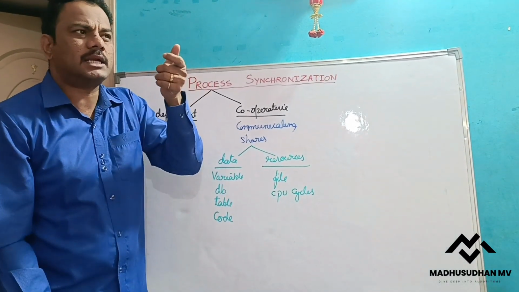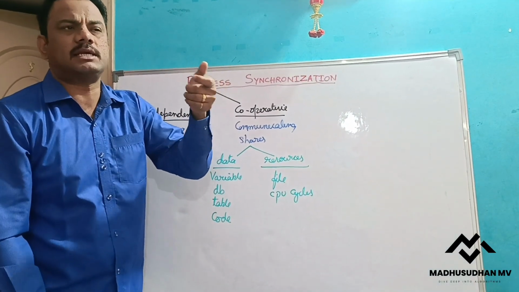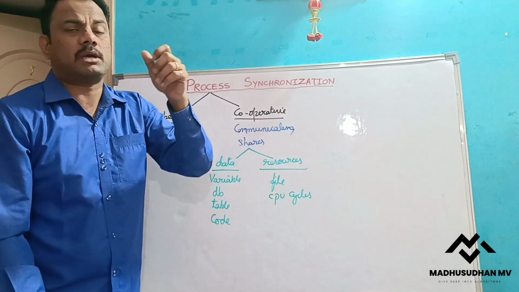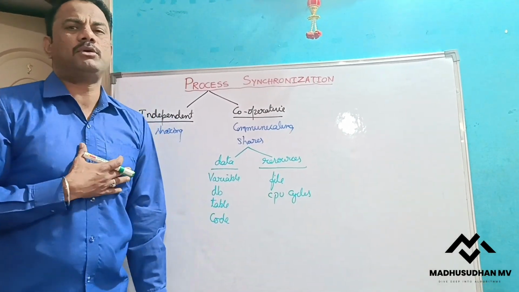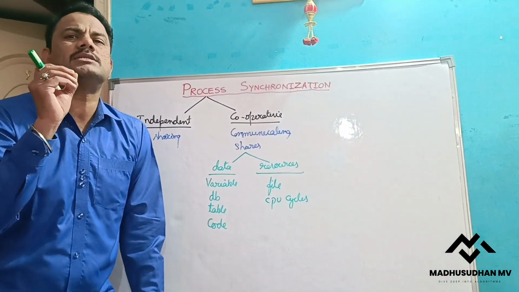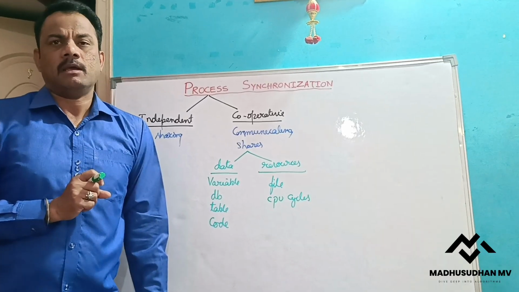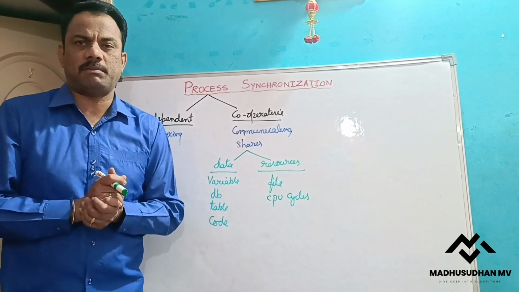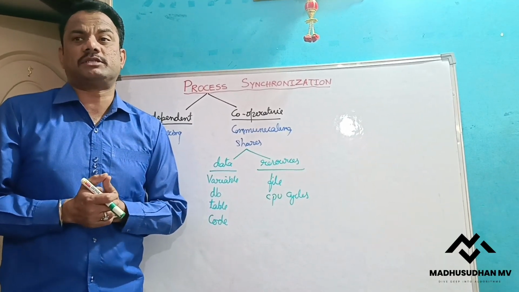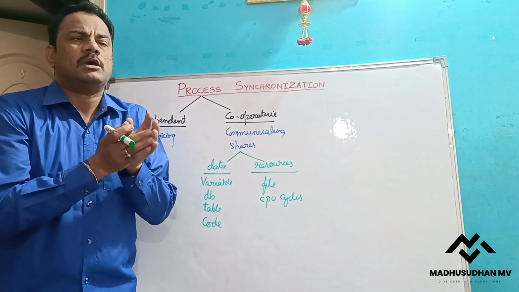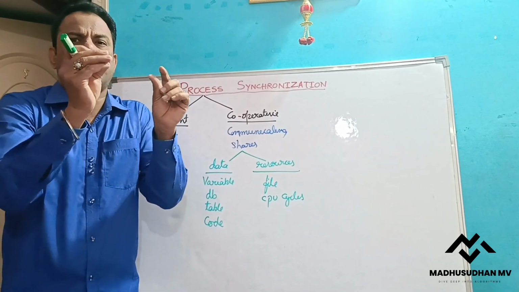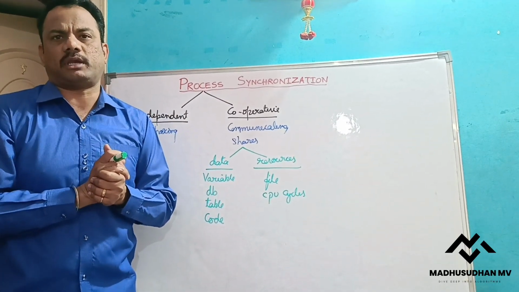That means it will allocate 10 microseconds or 10 milliseconds, something like that, to each and every process. Because we know that our CPU can execute millions of instructions per second. Millions of instructions per second means 10 lakhs of instructions. So for example, assume each process will get some 10 microseconds.